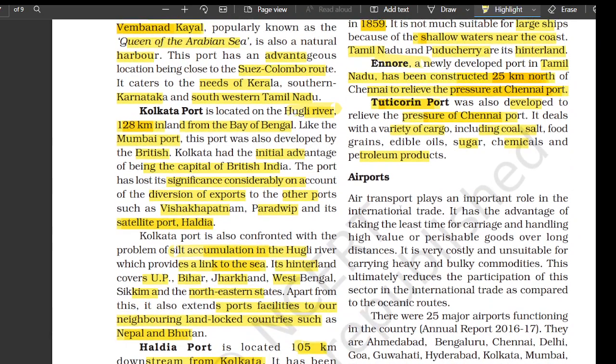Airports. Air transport plays an important role in international trade. It has the advantage of taking the least time for carriage and handling of high-value perishable goods over long distances. It is very costly and unsuitable for carrying heavy and bulky commodities. This ultimately reduces the participation of this sector in international trade as compared to oceanic routes.